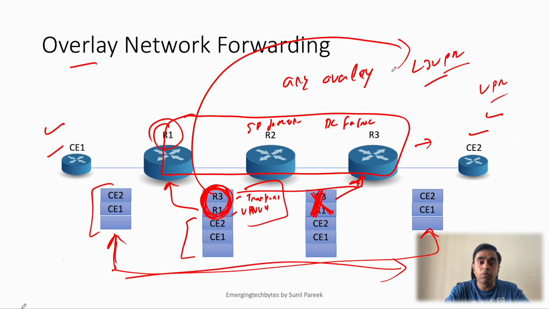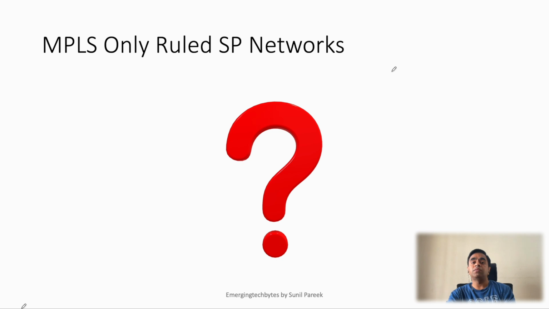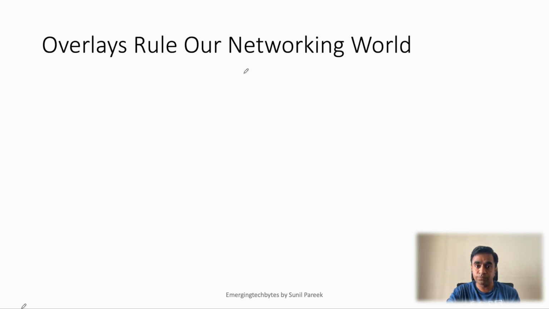Now let's understand this. Did MPLS only rule the SP network, or were there some deployments in the data center also? As I was saying, overlay rules our networking world. MPLS, L3VPN, L2VPN, SD-WAN, ACI, EVPN, GRE. There are so many of these overlay networks.